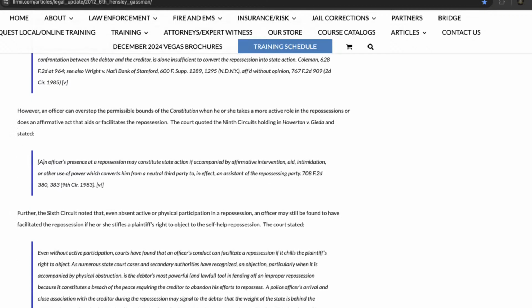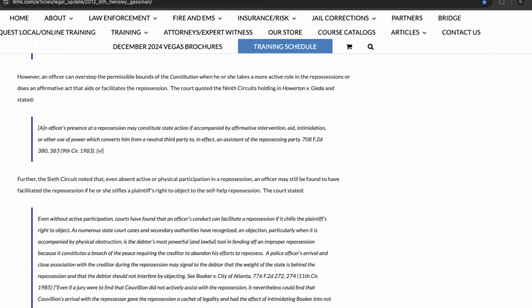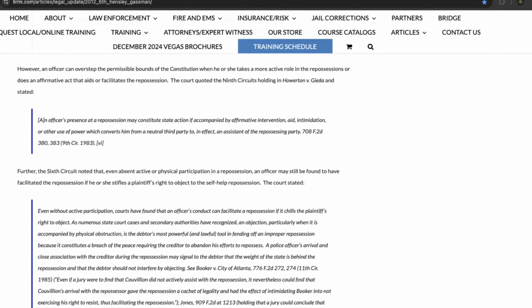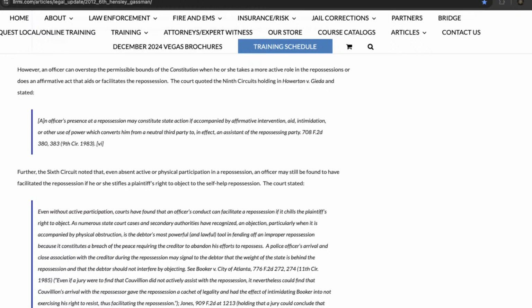However, an officer can overstep the permissible bounds of the Constitution when he or she takes a more active role in a repossession or does an affirmative act that aids or facilitates the repossession. The court quoted the Ninth Circuit's holding in Howerton versus Guider and stated, an officer's presence at a repossession may constitute state action if accompanied by affirmative intervention, aid, intimidation, or other use of power which converts him from a neutral third party to the effect and assistant of repossessing party, 708 F2d.